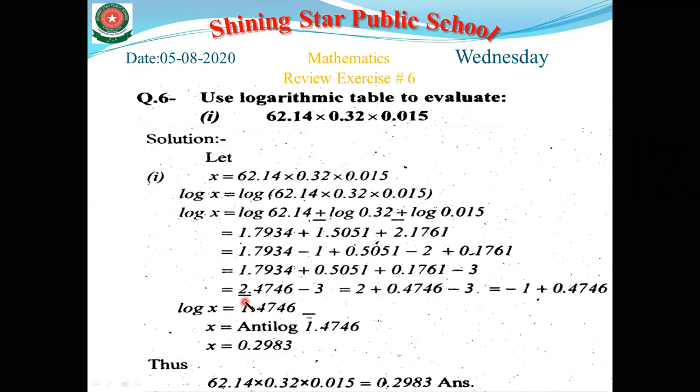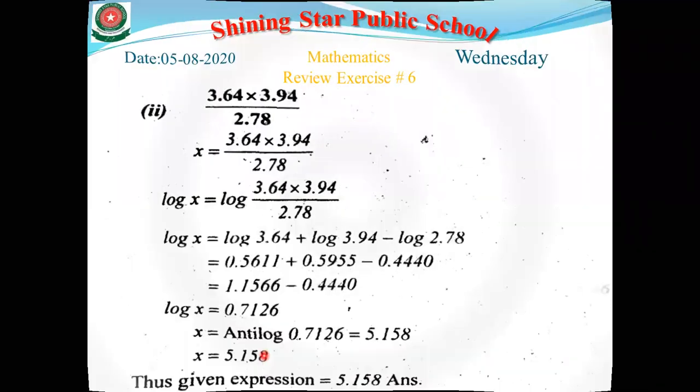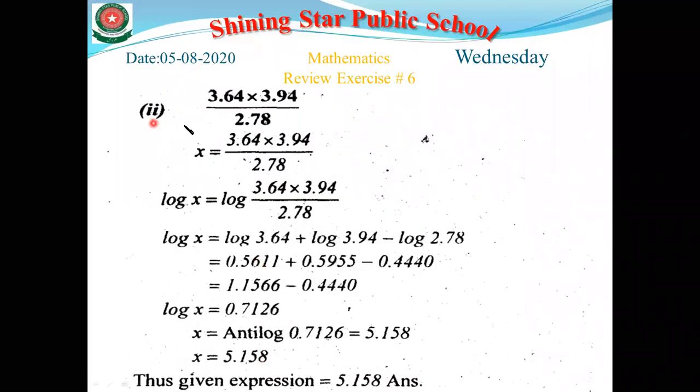But this is the answer of log x. We have to find the x. So for finding the x, take the anti-log. When we take the anti-log of 1bar.4746, it becomes 0.2983, which is your required answer of the question number 6, part number 1. Now part number 2. 3.46 multiplied 3.94 divided by 2.78. Very simple.